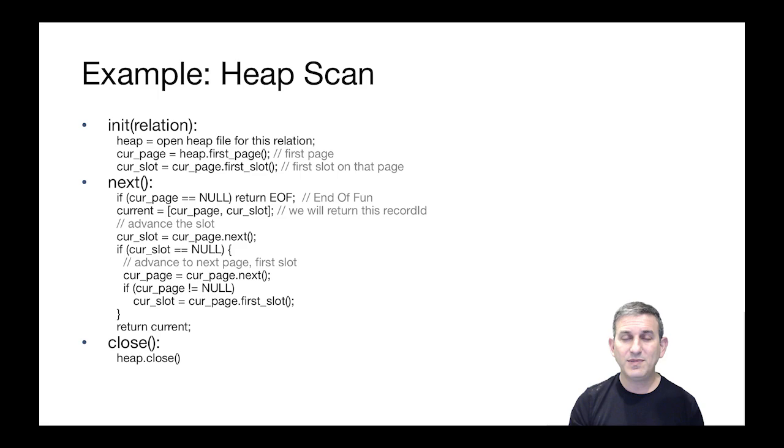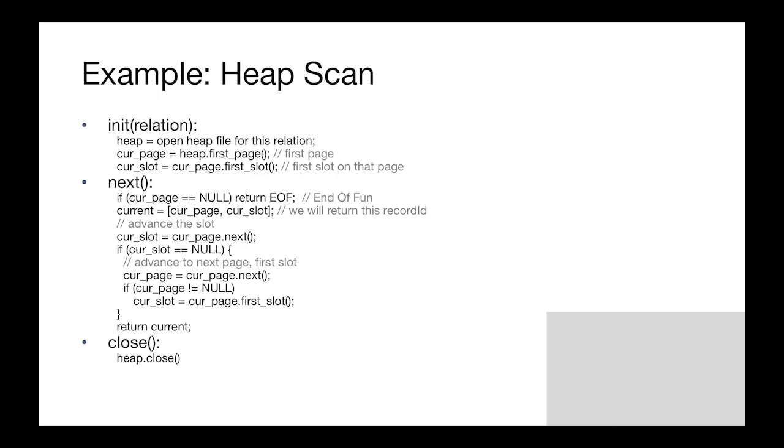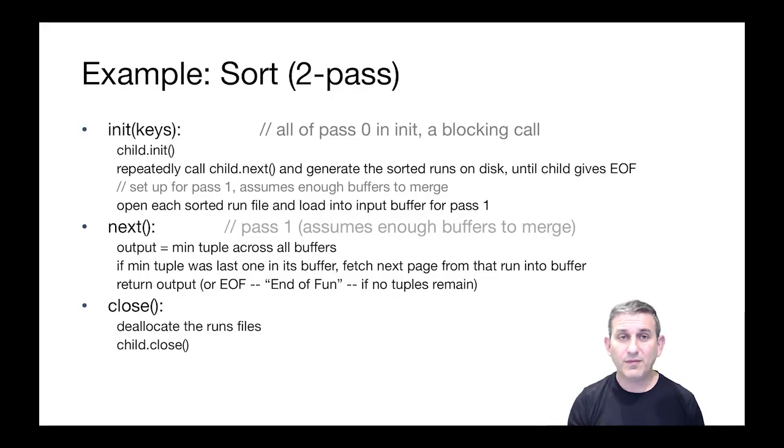All right, note that the HeapScan doesn't recursively call anything for init or next because it doesn't have any children. It does call next on the disk and file manager when it does cur page.next, but it doesn't have any actual iterators below it. Now let's look at a more involved operator, sort.